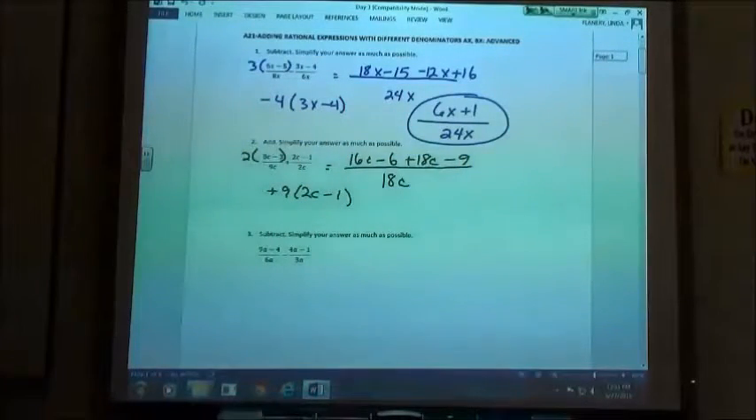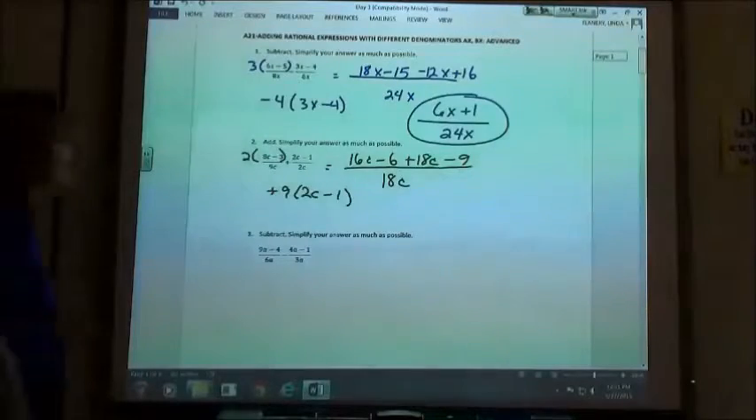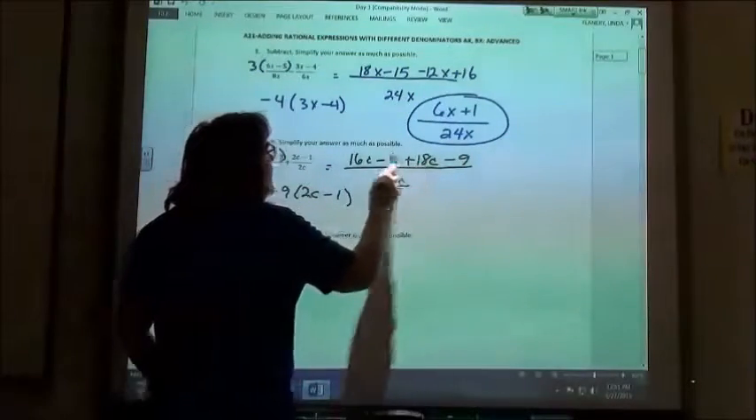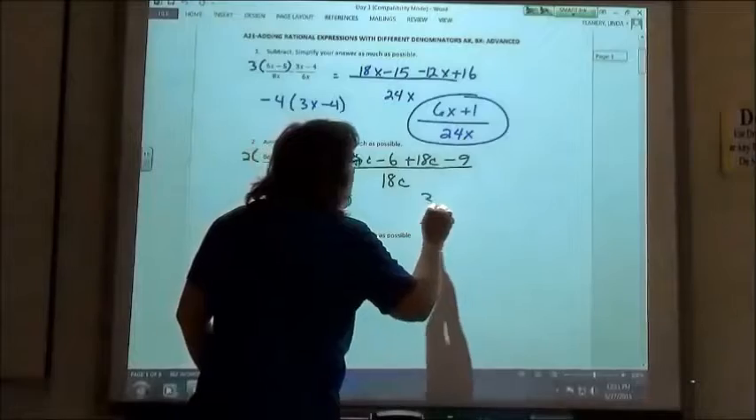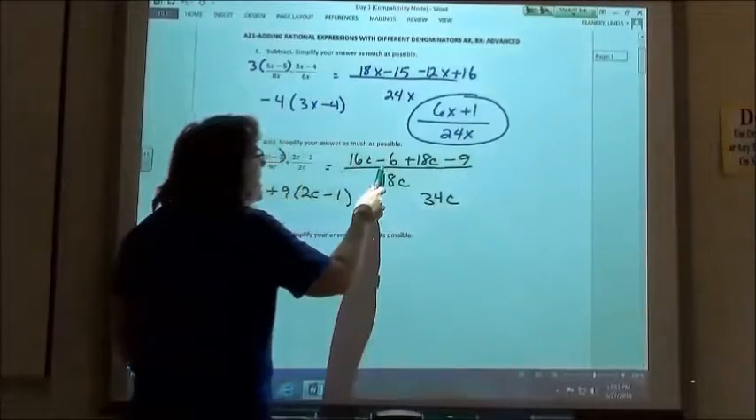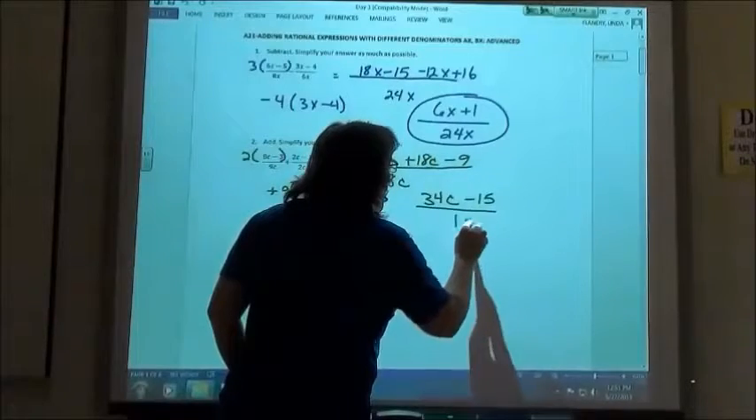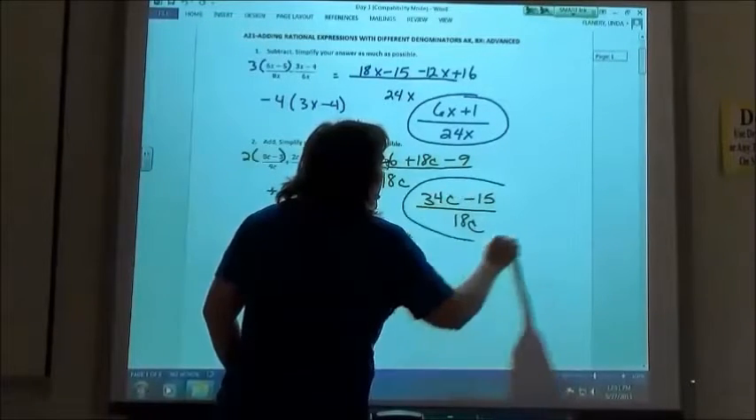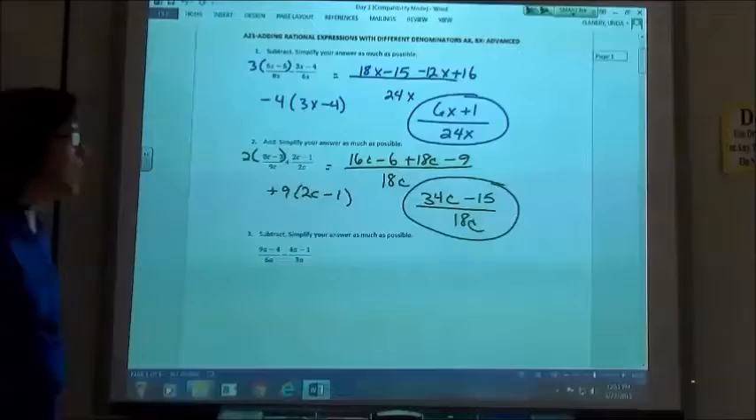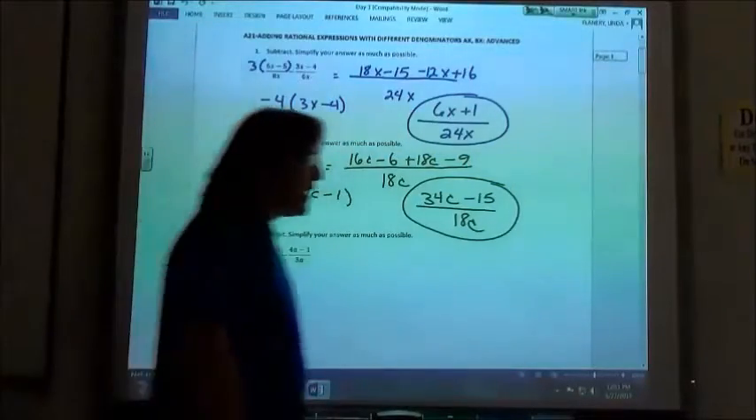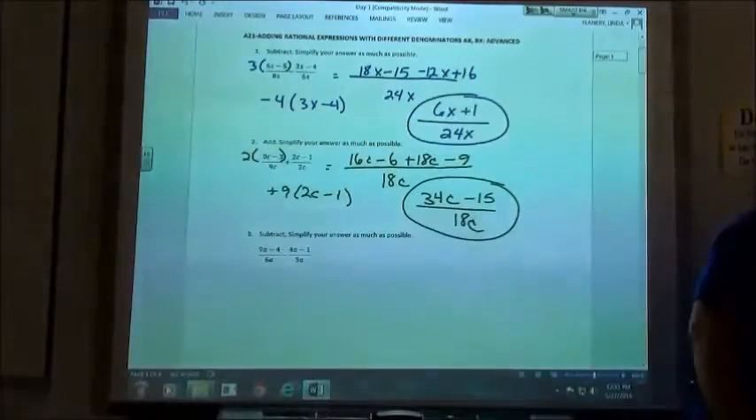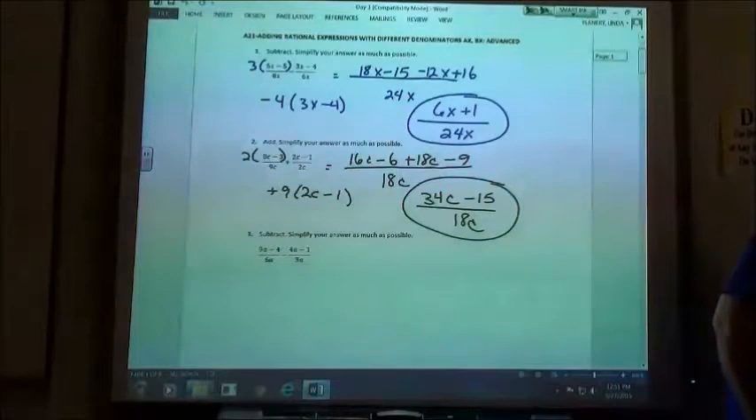So I'm going to combine my like terms, 16c plus 18c. If I add those together, I'm going to get 34c. Negative 6 minus 9 would be minus 15 over my 18c. Again, I can't reduce it unless I can divide all 3 terms by the same thing, which I don't think I can do, so that should be my answer.